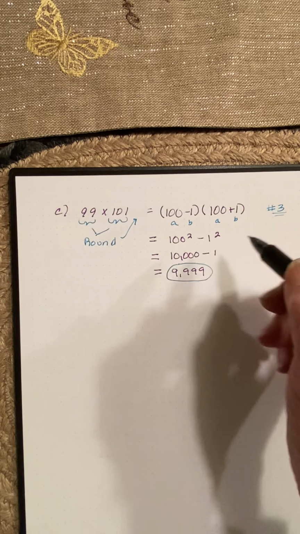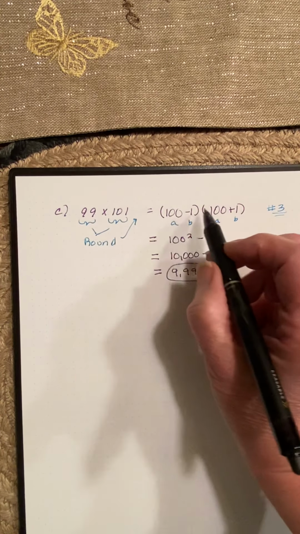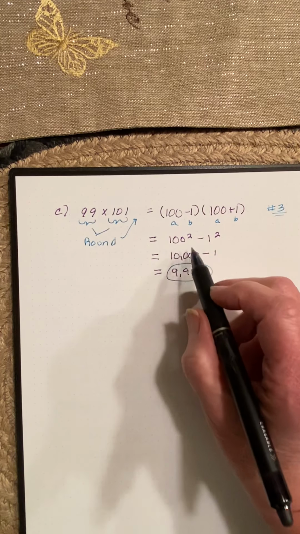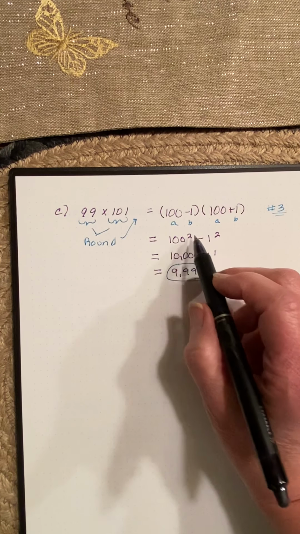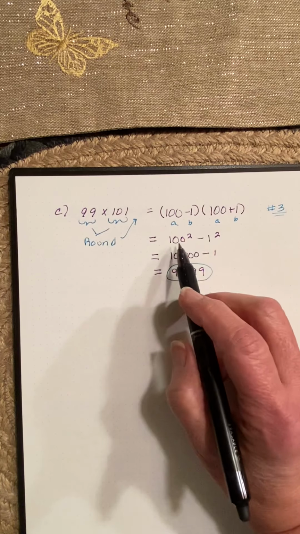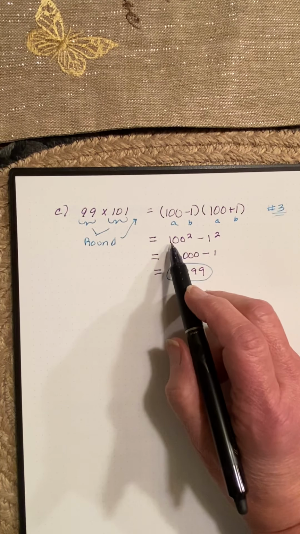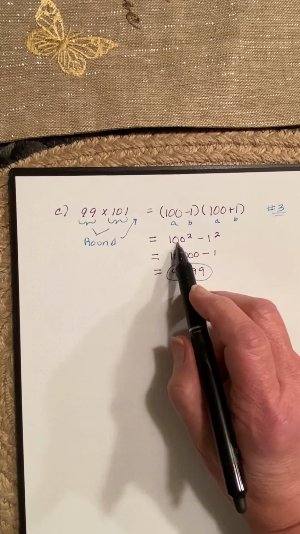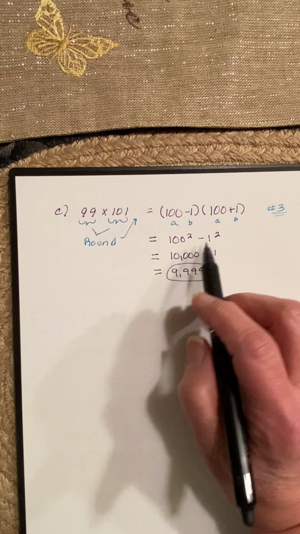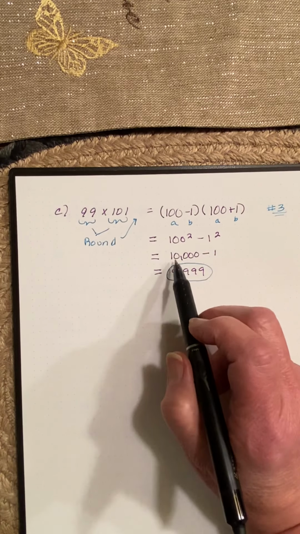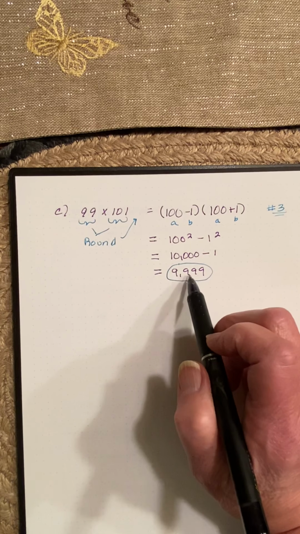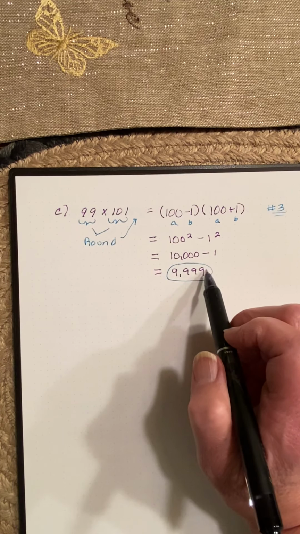Pattern number 3, where a is 100, b is 1. So you square them both. 100 squared minus 1 squared. 100 squared is 10,000. Basically, you just square that number and double the amount of zeros. And then 1 squared is 1. 10,000 minus 1 is 9,999.